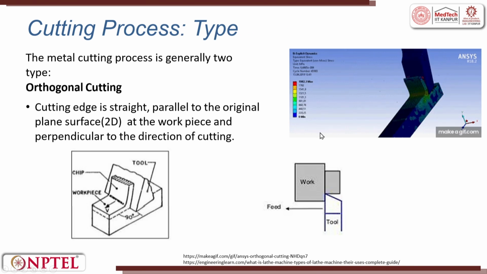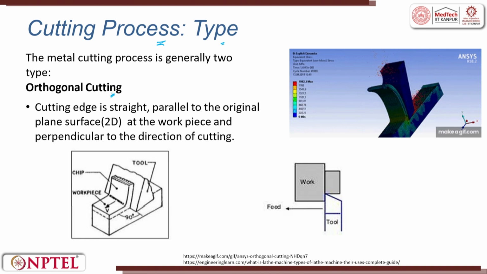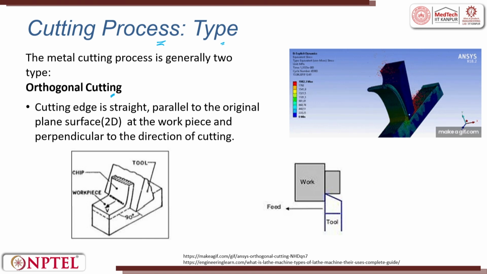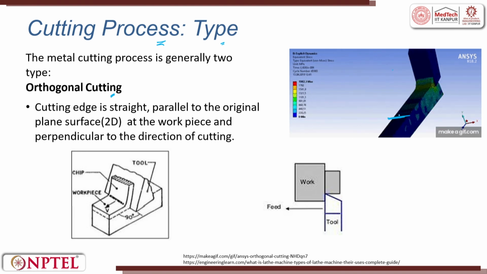The cutting process. There are two types of cutting processes. One is called orthogonal cutting. The other one is called oblique cutting. The video which runs here is a representation of orthogonal cutting. The cutting edge is straight. This is the tool which moves here. The cutting edge is straight. It is not angled.